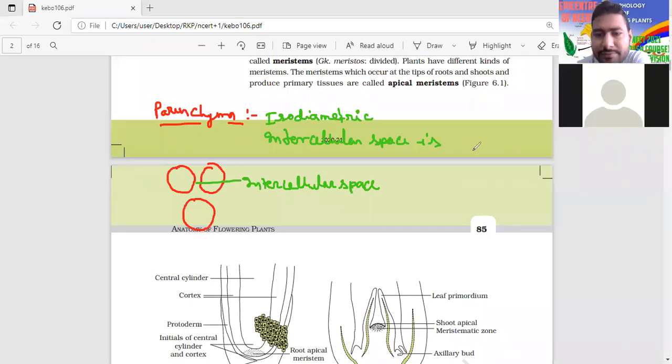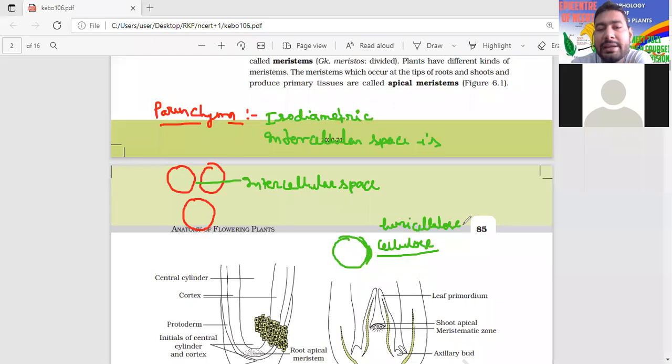Do you know the reason? The reason is that, suppose this is the cell. Plant cells have a cell wall, and the cell wall is made up of three different layers: primary cell wall, secondary cell wall, tertiary cell wall. In the case of parenchyma, there is only the primary cell wall, and the primary cell wall is made up of cellulose and hemicellulose. Pectin is not there. Are you getting what I'm saying?